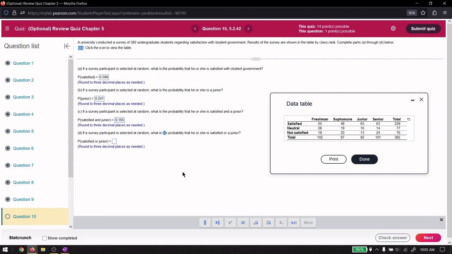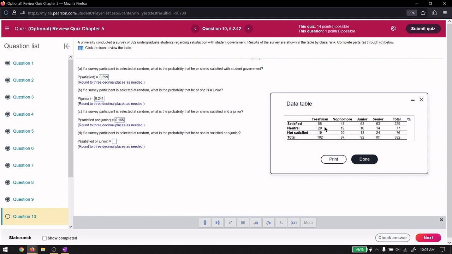Okay, if a survey participant is selected at random, what is the probability that he or she is satisfied or a junior? So, satisfied or a junior. And this is the key thing to note: when you're reading mathematics, typically any kind of statistics or mathematics, your words matter immensely. You need to be careful with what you're saying. So here we have that he or she is satisfied or a junior.